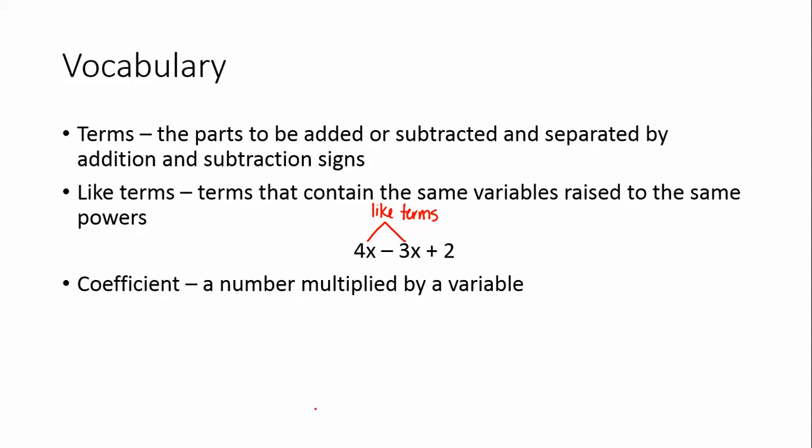A coefficient is any number that's multiplied by a variable. So in this example here, 4 is a coefficient because it's directly in front of the x, and so is this 3. And actually, if we add the opposite, you'll notice that's a negative 3.